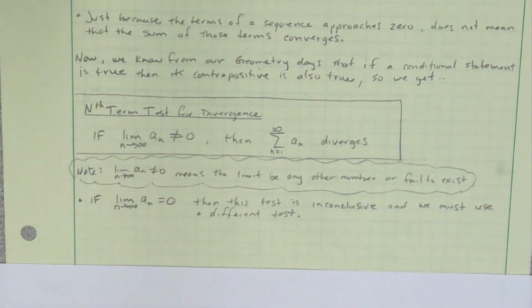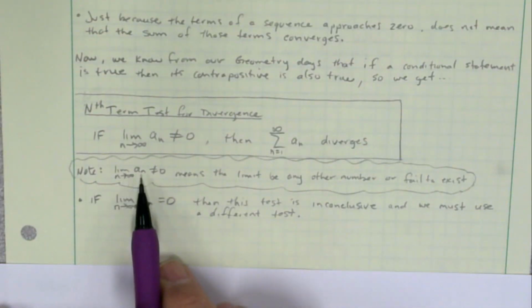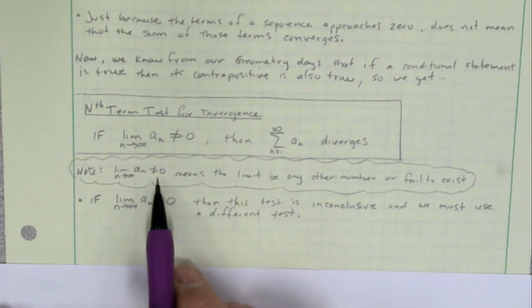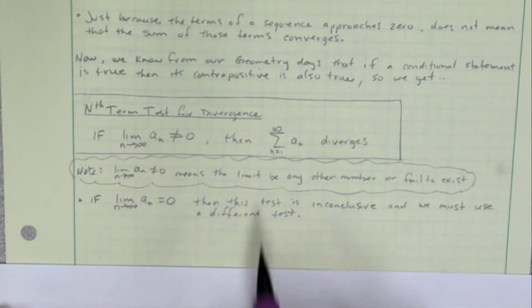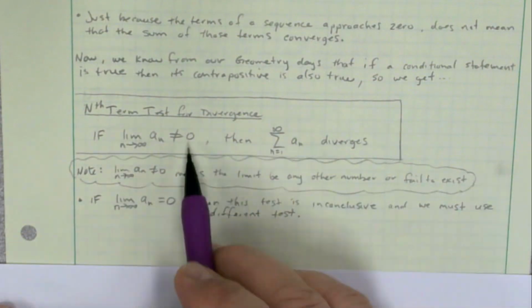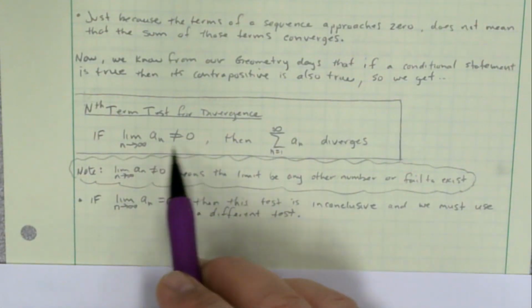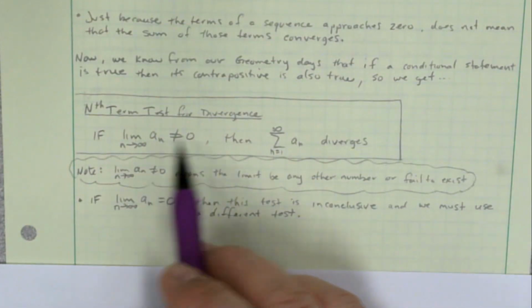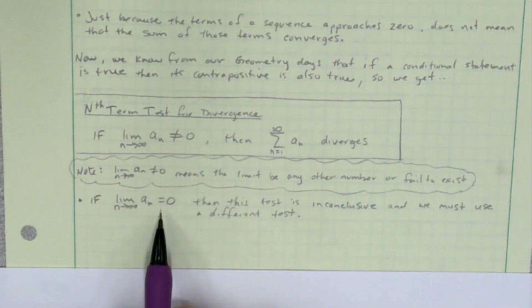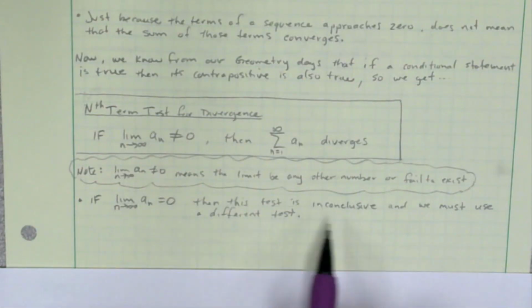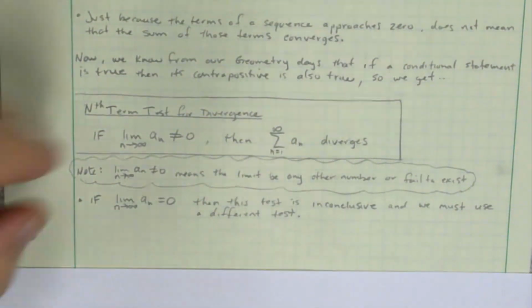Some additional notes here. The limit of this right here not equal to 0 means that the limit can be any other number or fail to exist. If it says 3 here, well, it's not equal to 0, okay? So any other number or does not exist is the condition here. If this right here is equal to 0, then this test is inconclusive and we must use a different test. So this is the nth term test for divergence.